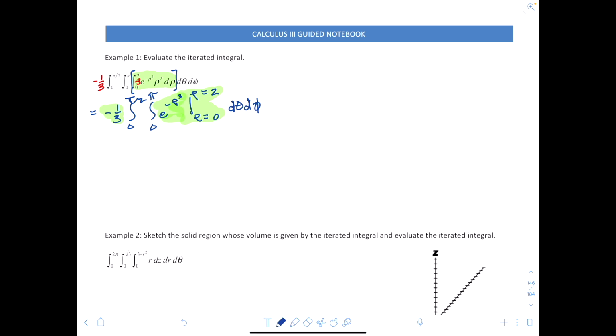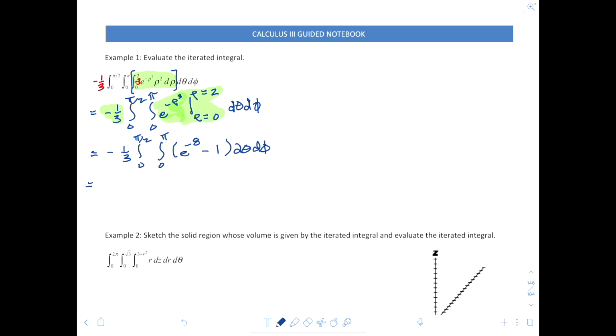All right, so this will be negative 1/3 integral from 0 to pi over 2 integral from 0 to pi. And then we'll end up with e to the negative 2 cubed, which is e to the negative 8, minus e to the negative 0, which is just going to be 1, and then d theta d phi. Cool? Okay, so here we go.